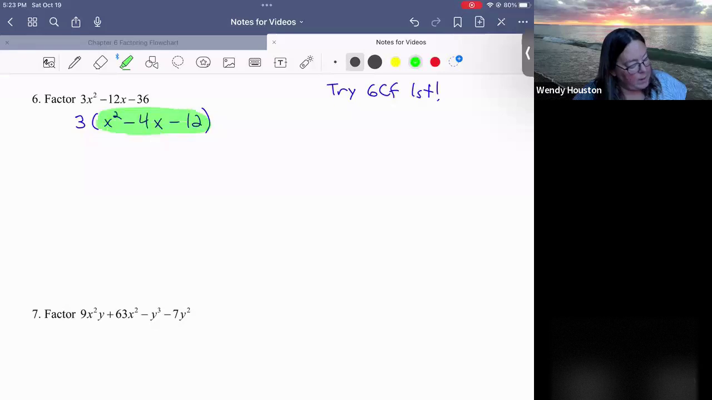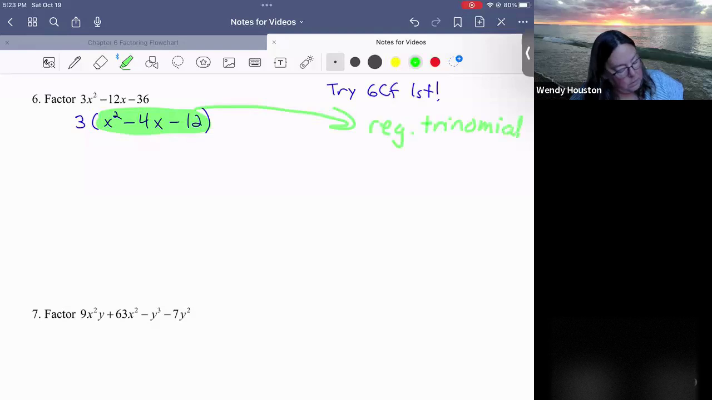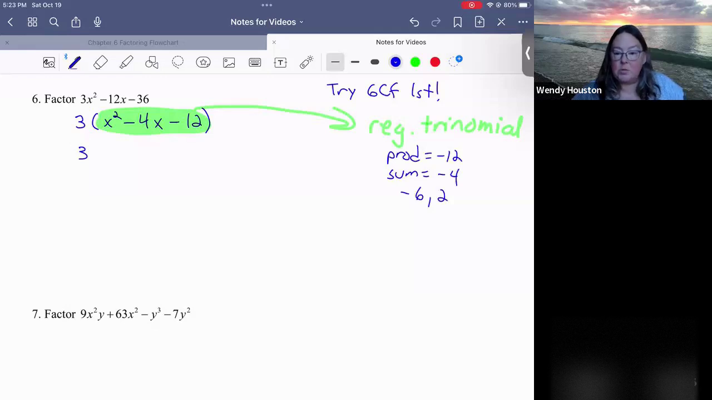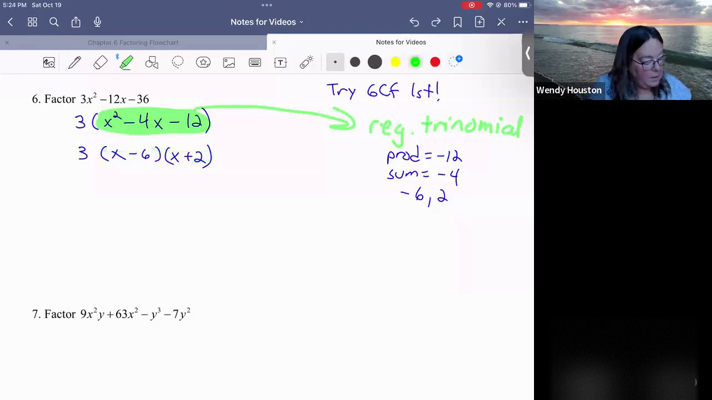Now this is just a regular trinomial factoring. So the 3 just hangs out. And now I'm looking for a product of negative 12, a sum of negative 4. So negative 6 and 2 works there. And because we just have a plain x squared in green, that means when I break that down, x is going to lead in each of those parentheses. So I have x minus 6, x plus 2. So that can create our factoring.